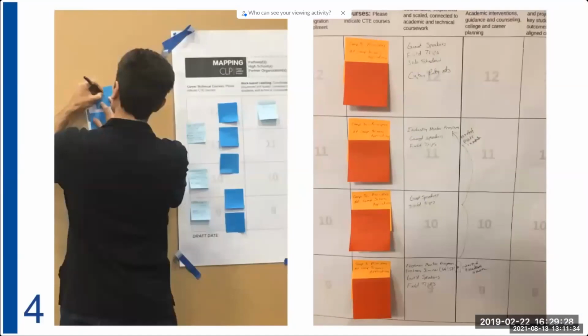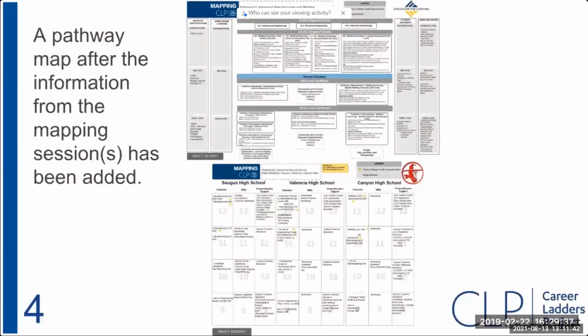You'll see a number of creative ways for participants to interact with the maps, like these color-coded Post-its. When looking at all the Post-its and notes, it can be hard to imagine a completed version. So just to keep you inspired, here is a pathway map after the information has been added from the mapping session.